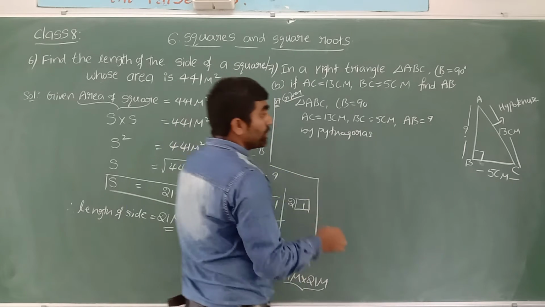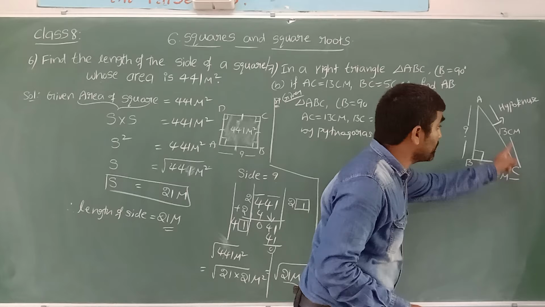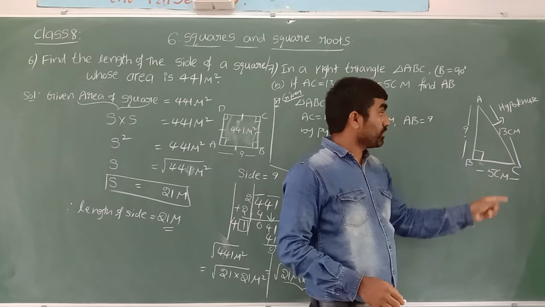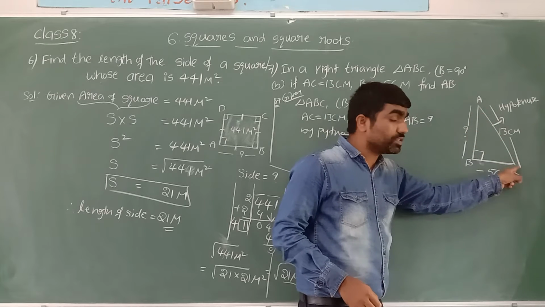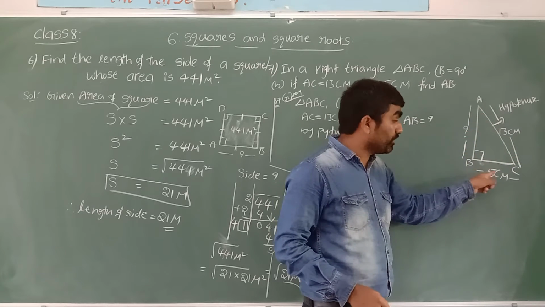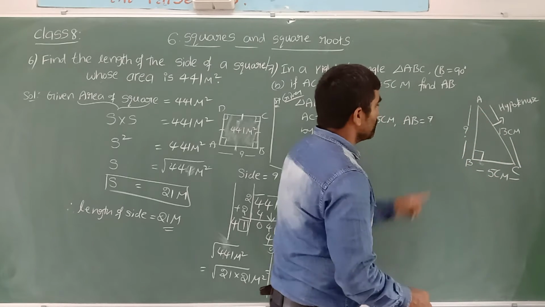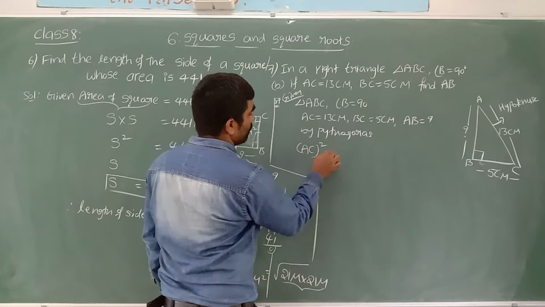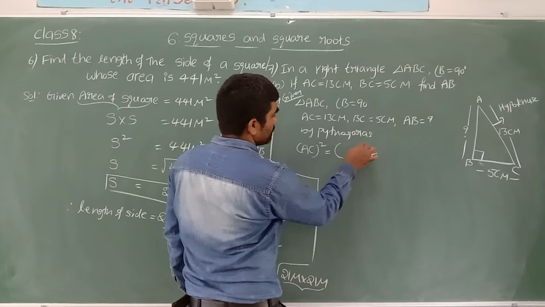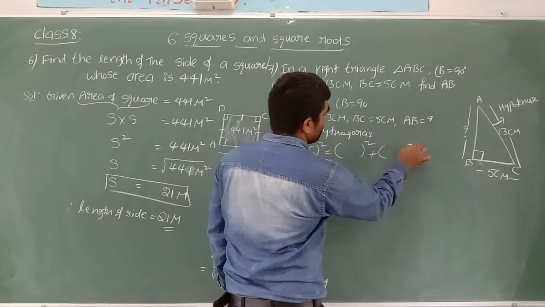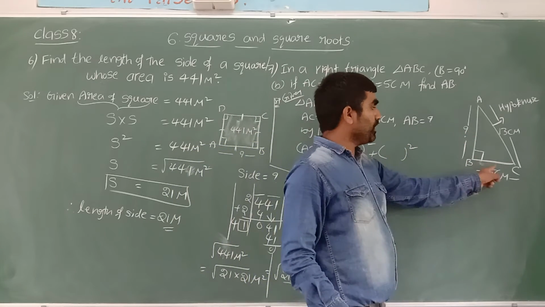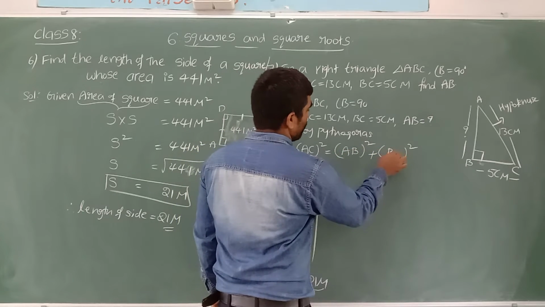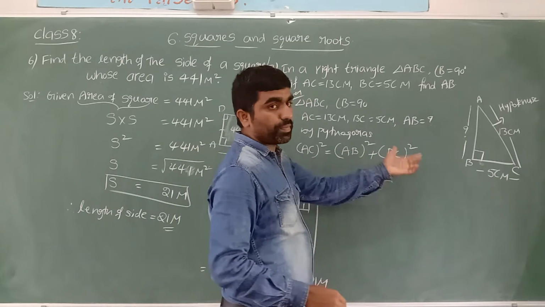What we know, hypotenuse square is equal to, what is hypotenuse? AC, opposite of right angle is called hypotenuse. Also remember that length of hypotenuse is always greater than the length of other two sides. So hypotenuse square is equal to sum of squares of other two sides. What are other two sides? AB and BC.